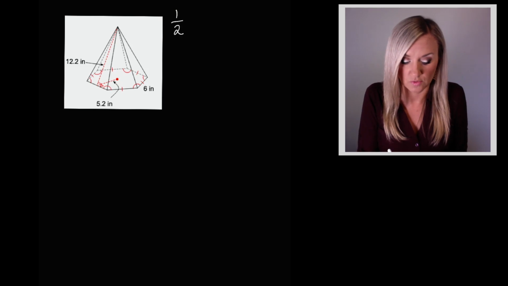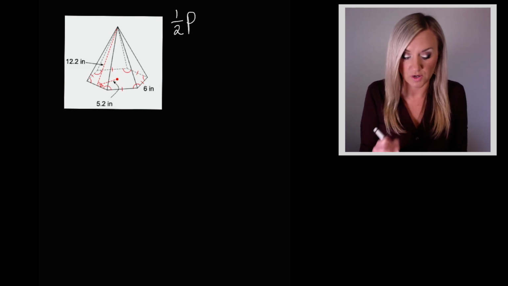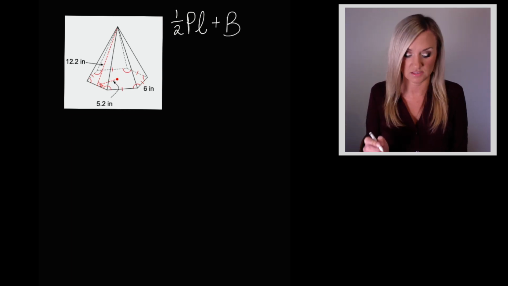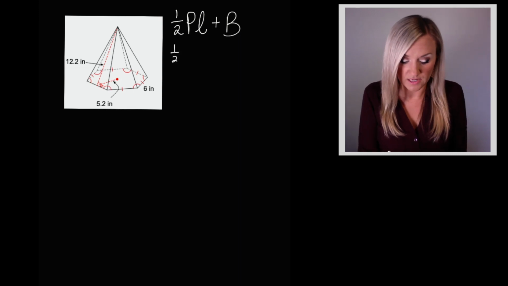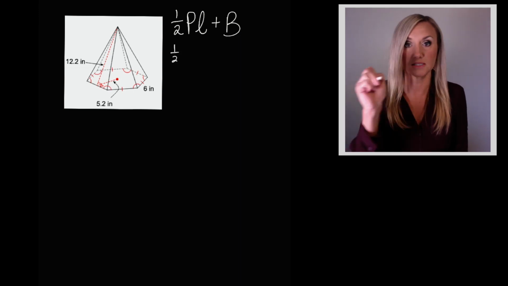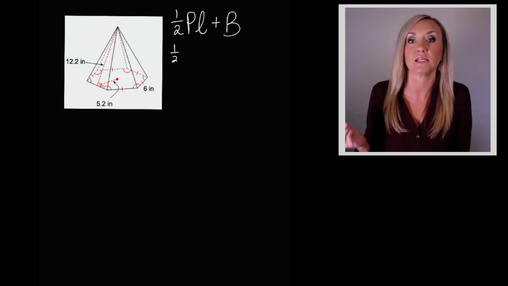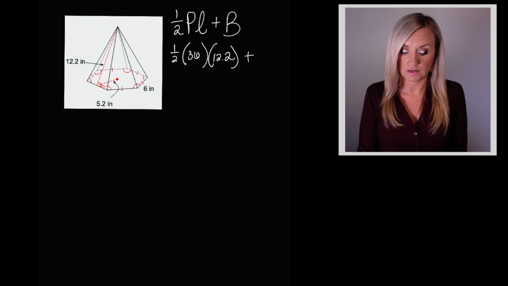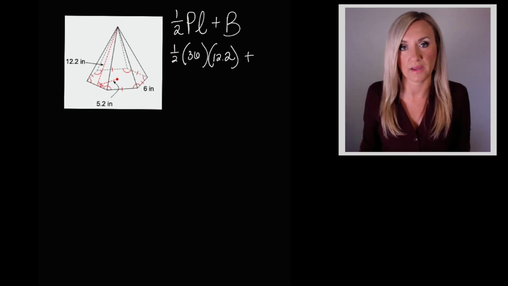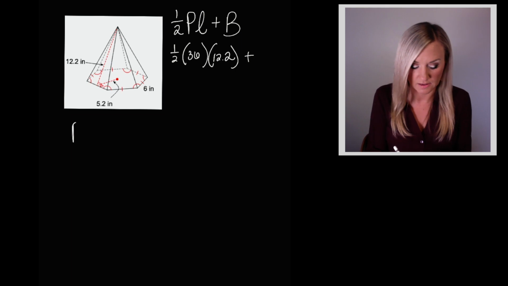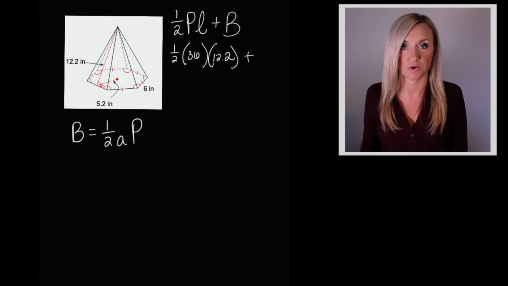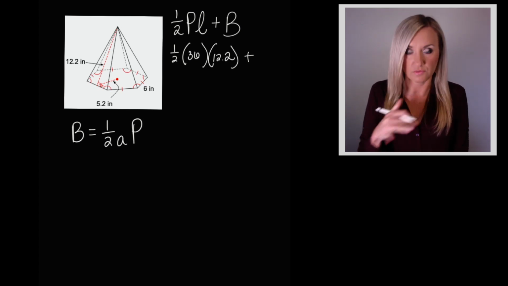We're going to start off with our formula of 1/2 perimeter of the base times the slant height plus the area of the base. Okay, so 1/2 the perimeter of the base. Since it's a hexagon, it has 6 sides and each side is 6, so that would be 36 times our slant height, a 12.2. Now, how do we find the area of our base? Since our base is a regular hexagon, it is 1/2 apothem times perimeter, and that's how we're going to find the area of that base.